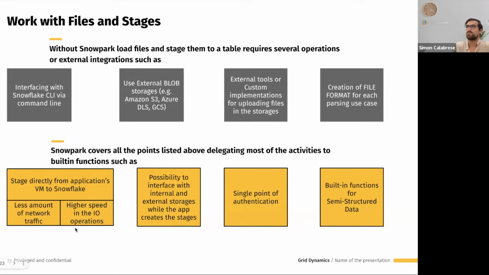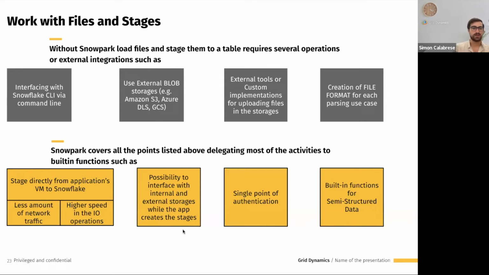And if there is some internet outage or so on, you have to consider the IO operations. So in this case, if you already have your application connected directly with your Snowflake stage, the network is already established and the IO operation is really quick.